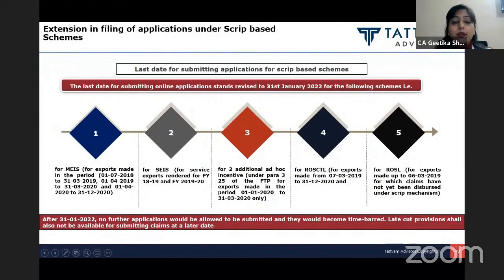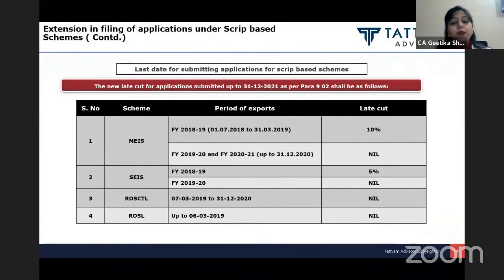This has been extended to 31st January 2022. But the only sad part is that beyond 31st January 22, no extensions will be granted. There is a concept of late cut, that if you file after a particular deadline, there is a late cut which is applied while giving the benefits of the scripts. After 31st January 2022, this will also not be allowed. So this is the upper limit.